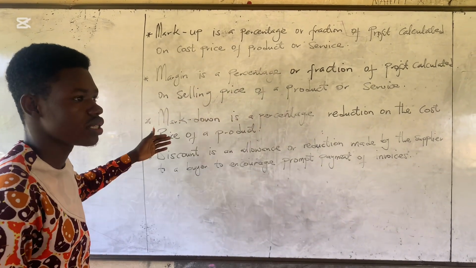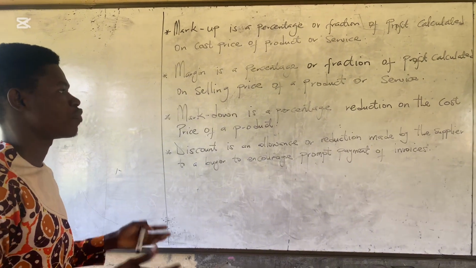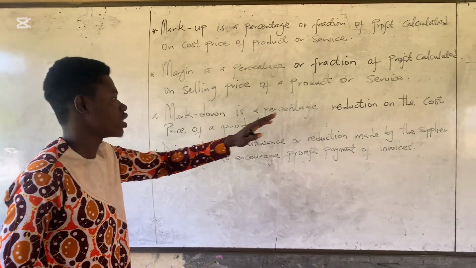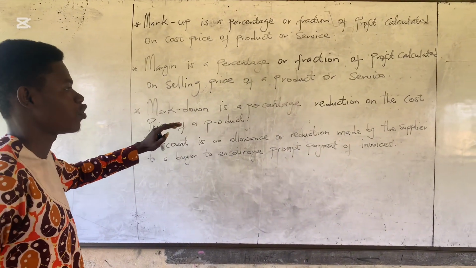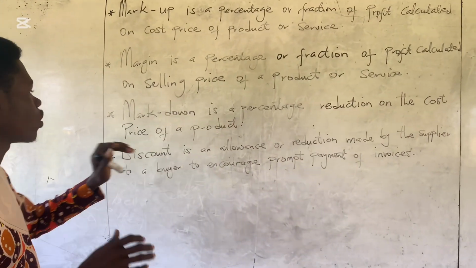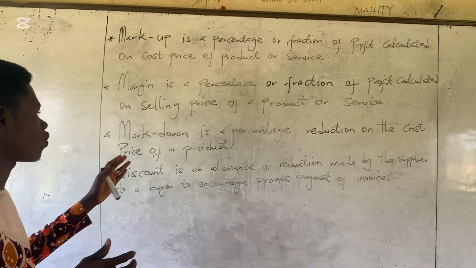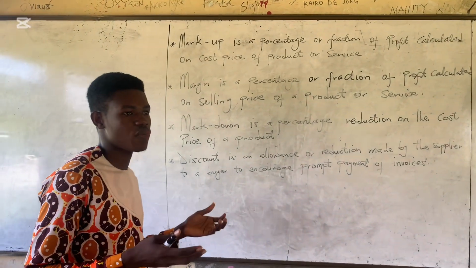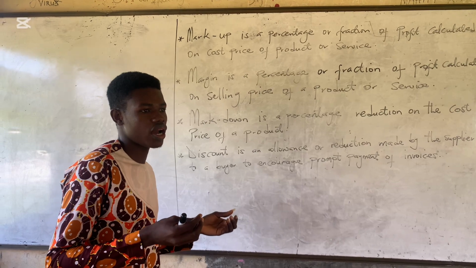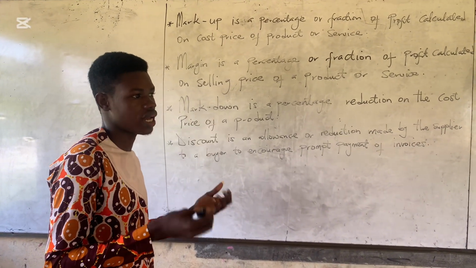Let's see the definition for markdown. Markdown is a percentage reduction on the cost price of a product. So when you say markdown, it's when a customer gives you a percentage reduction in the cost price of a product.